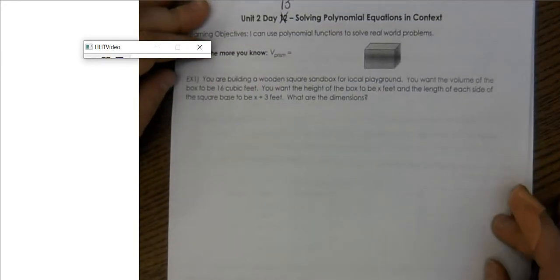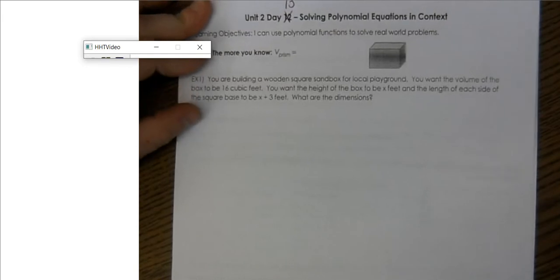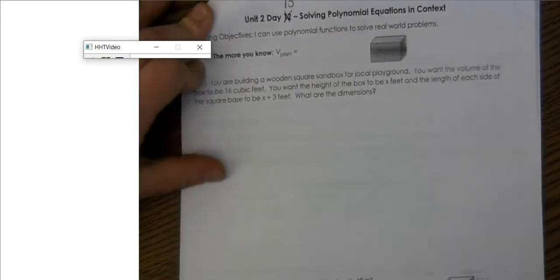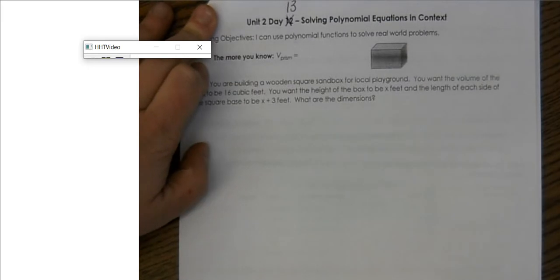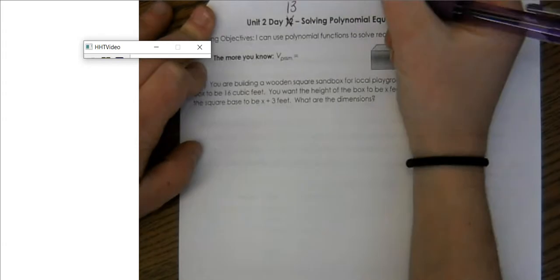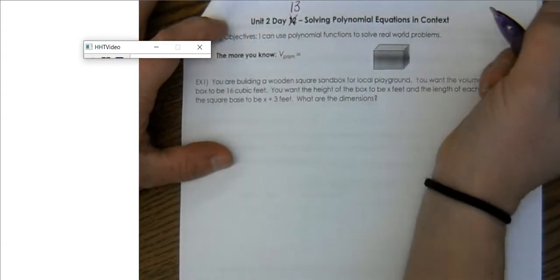Everyone, for today's lesson, we are going to learn about how to apply polynomial equations in context. The primary problems that we're going to be working with in this lesson are going to be volume problems, more specifically, the volume of prisms.